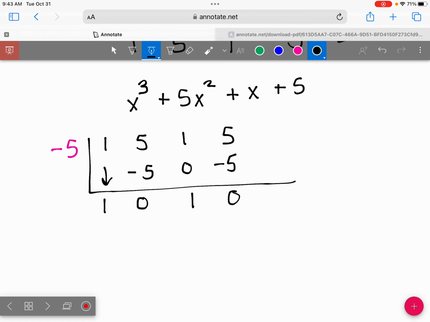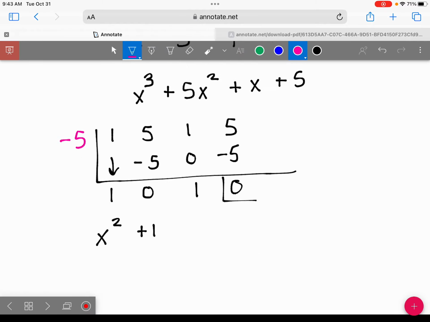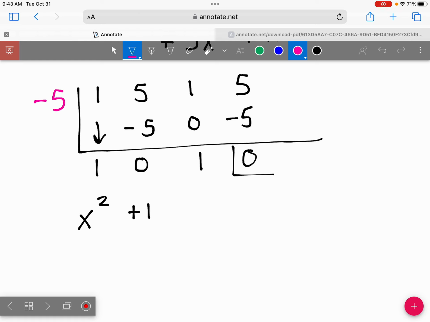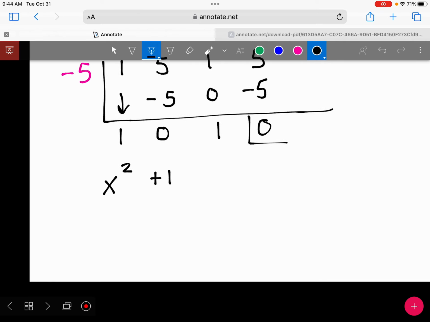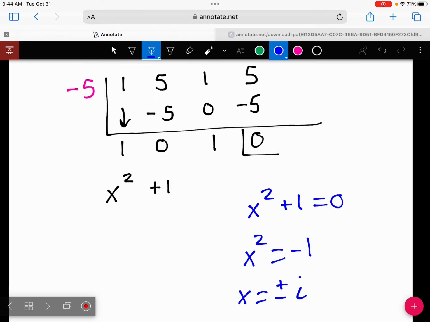So what we wind up with, our remainder of 0, is x squared plus 1. I'm going to go add my negative 5 to my list at the top. So if we're left with x squared plus 1, what are our last roots? Plus and minus i. If you need to, set it equal to 0. Totally fine. X squared plus 1 equals 0. And find our solutions. X squared equals negative 1. So x equals plus or minus i.